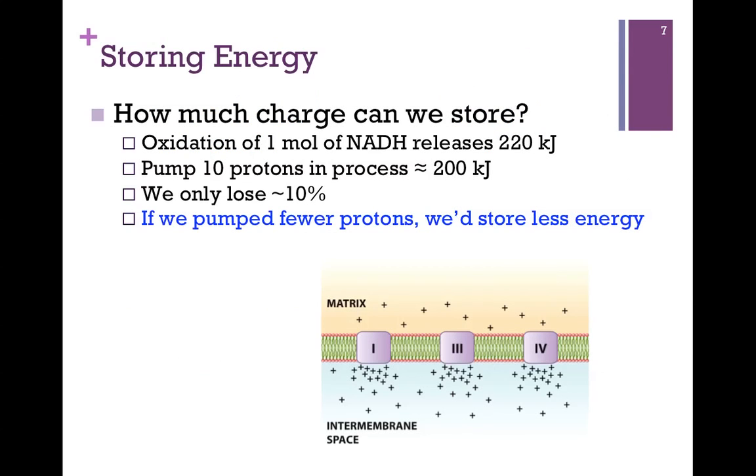So the question is, how much can we actually store in this proton gradient? Well, as we just saw, if we oxidize 1 mole of NADH, it releases about 220 kilojoules per mole of energy. We're going to pump 10 protons in the process, and that energy is about 200 kilojoules. And so in other words, we only lose about 10% of that energy, and that's a pretty good recovery. So remember, if we pumped fewer protons, we'd store less of that as energy, we'd lose more as heat.